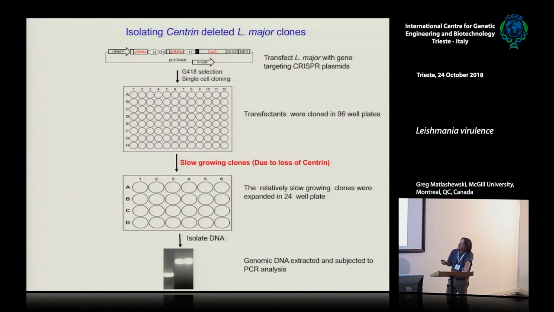And then we looked at the plate, and we looked at the ones that had few parasites. Most of the wells had a lot of parasites. Some had only a smaller number of parasites. So we selected the slow-growing parasites, grew them up, and then redid the PCR. And in this way, we could identify those parasites which actually had lost the gene. And it actually worked. The slow-growing parasites had lost the gene, and the normal parasites contained the gene. So that was a way of identifying the ones with the centrin knockout.